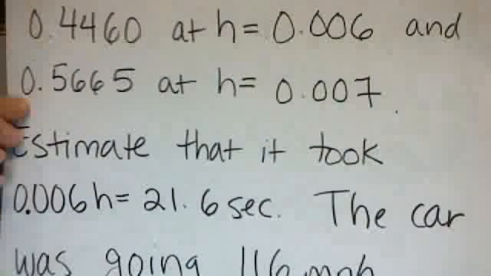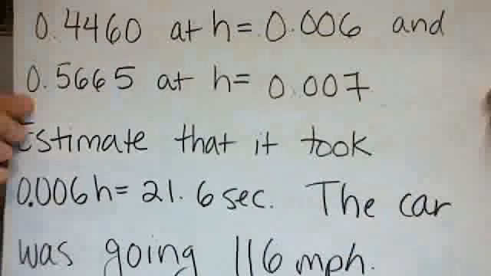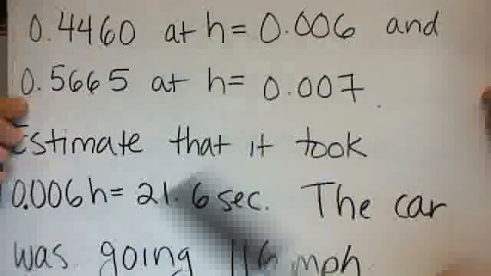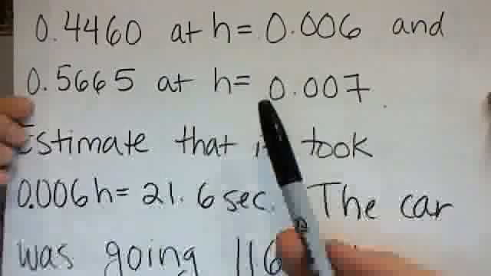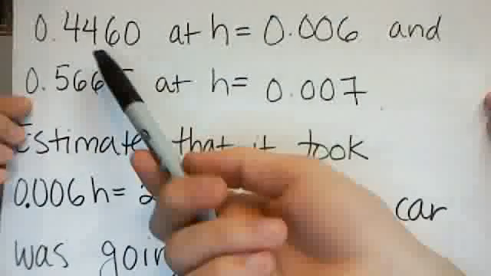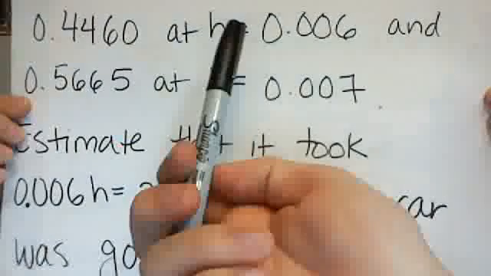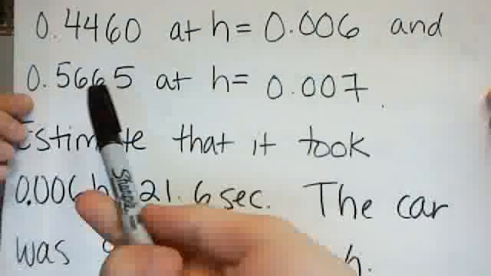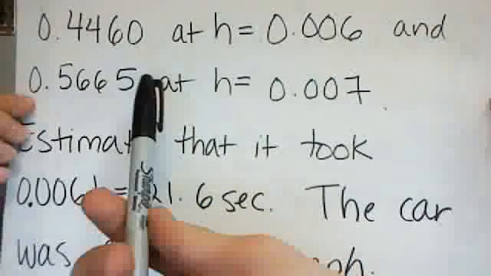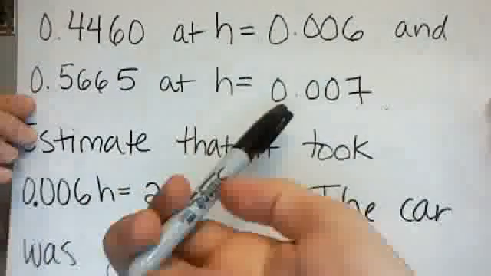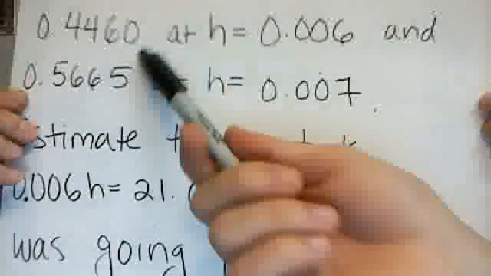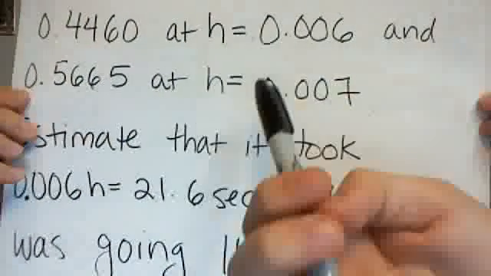the next part just was the average. Okay, that was the total answer. So that divided by 2 gives these two values, 0.006 and 0.5665, and these are the hours they were at.